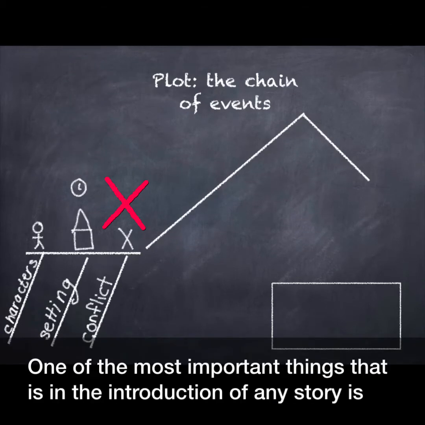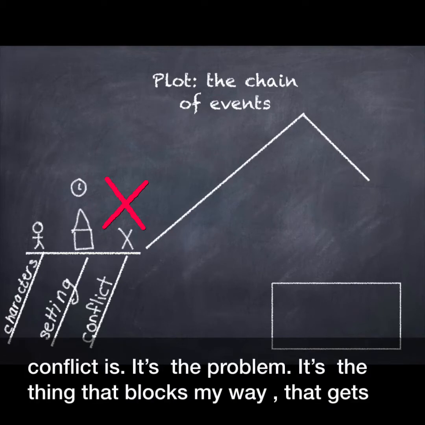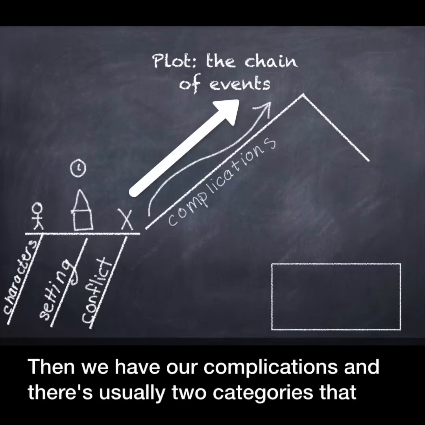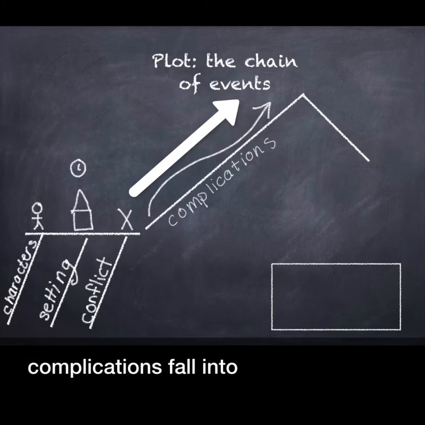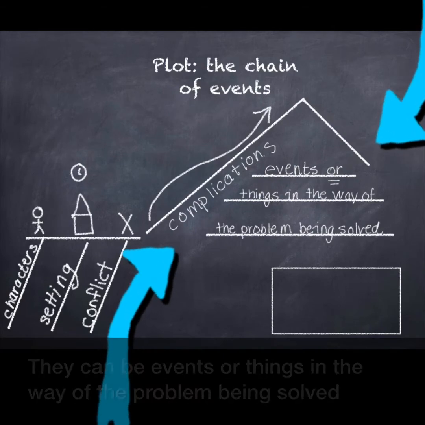One of the most important things that is in the introduction of any story is the conflict. I like to use an X on a plot chart to remind me of what a conflict is. It's the problem. It's the thing that blocks my way, that gets in the way of the problem being solved. Then we have our complications, and there's usually two categories that complications fall into. They can be events or things in the way of the problem being solved.